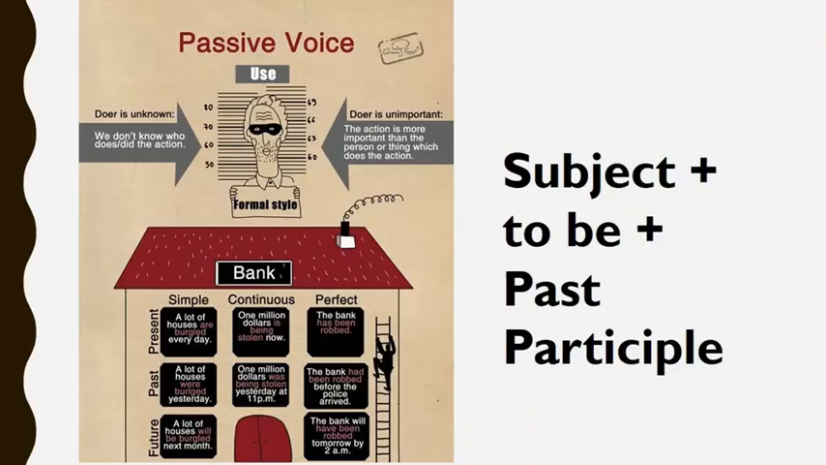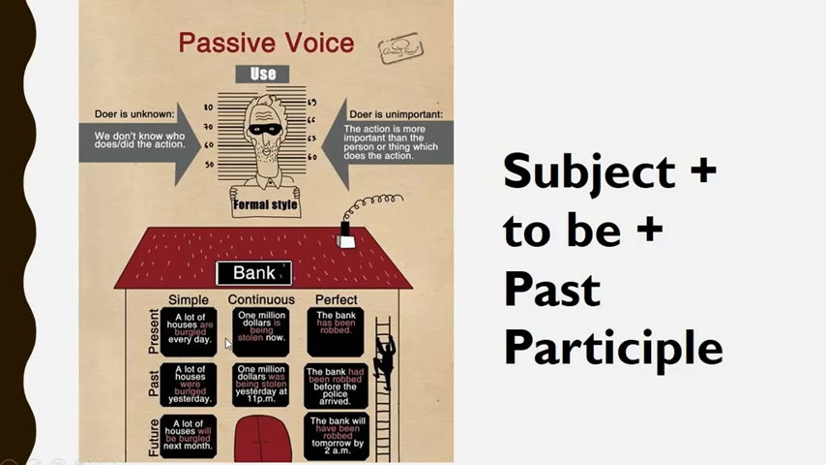Well, here you can see a robber, and this robber has committed some crimes. Well, let's look at the table. Here you can see how we can use passive voice for describing this example of robbery. Look, in present simple, a lot of houses are burgled every day.